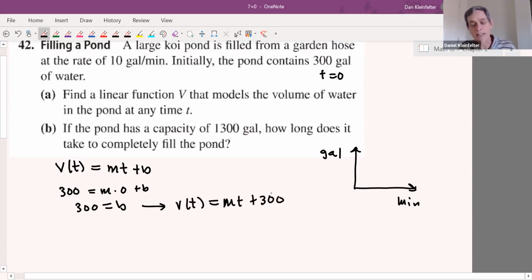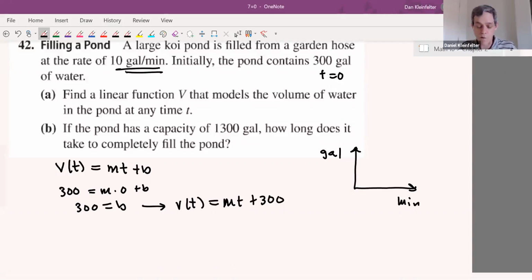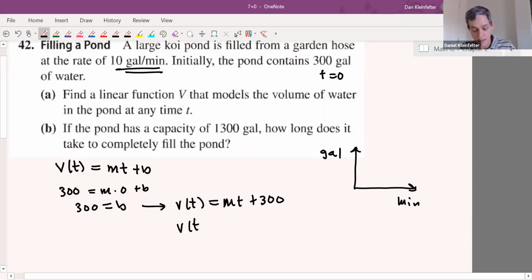And so the next and last thing to do is just figure out what the slope is. Fortunately on this one, they have told us the slope. It's 10 gallons per minute. Remember that the slope units are always y units divided by x units, gallons per minute in this case, and we're told that it's 10 gallons per minute. So it's just 10t plus 300. Okay, so that's our formula.